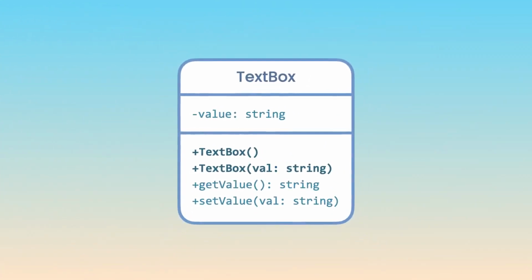Now here's your exercise. I want you to add two constructors to the textbox class, a default constructor and a constructor that takes a string object. Declare the second constructor using the explicit keyword.